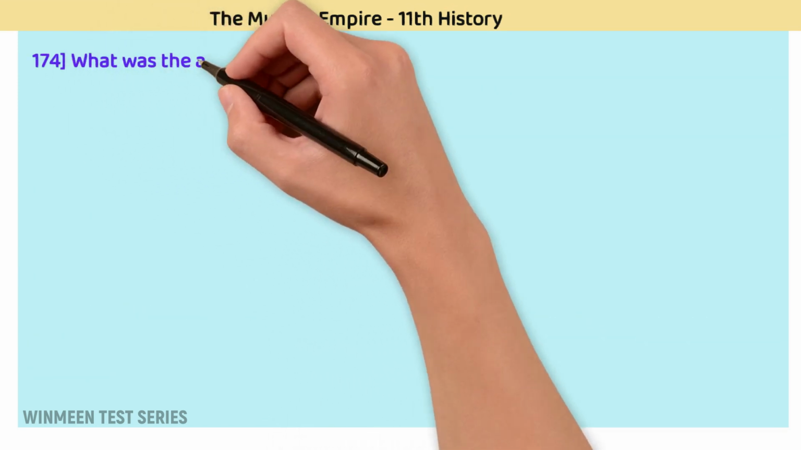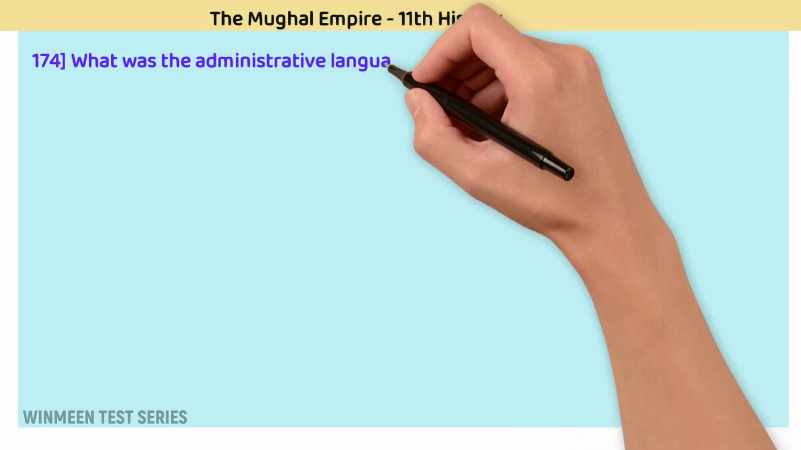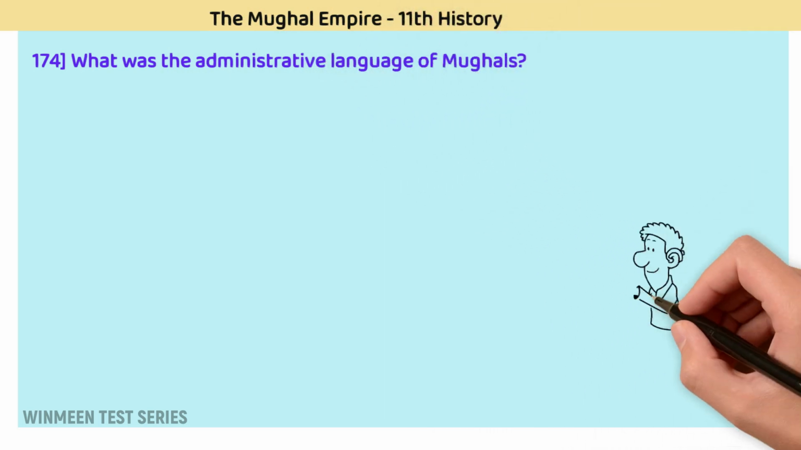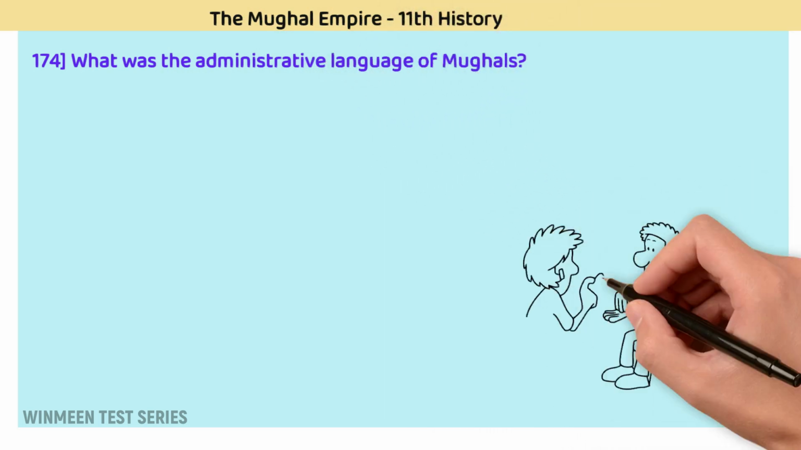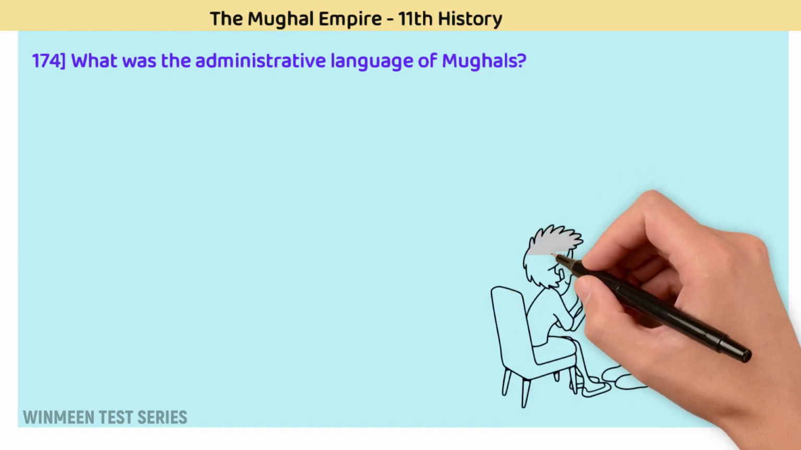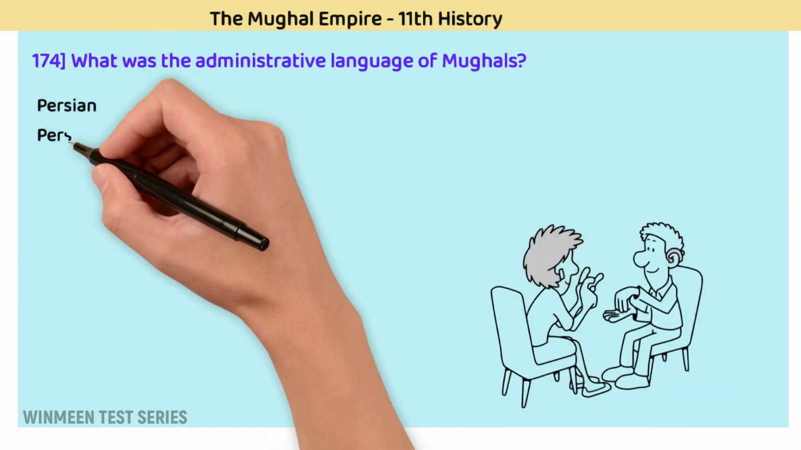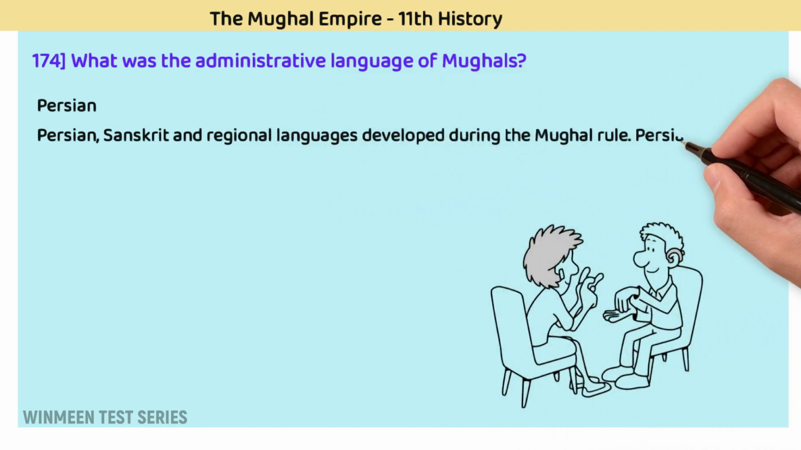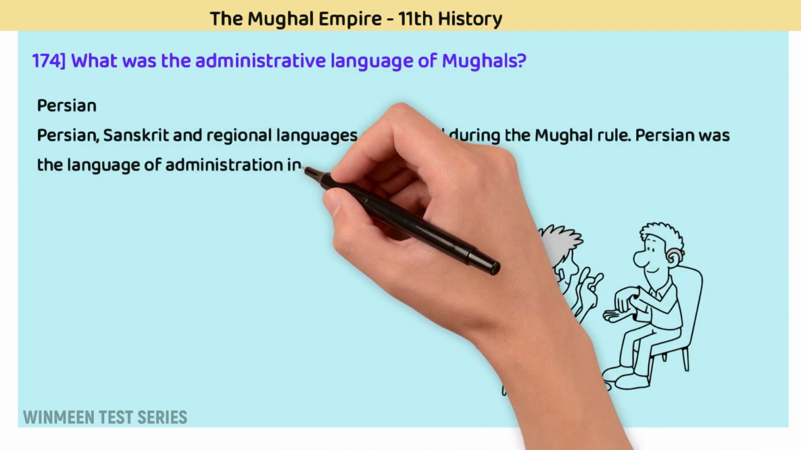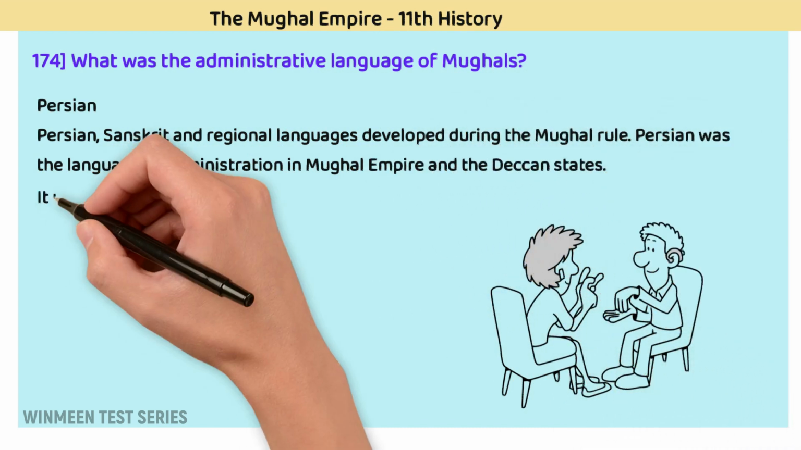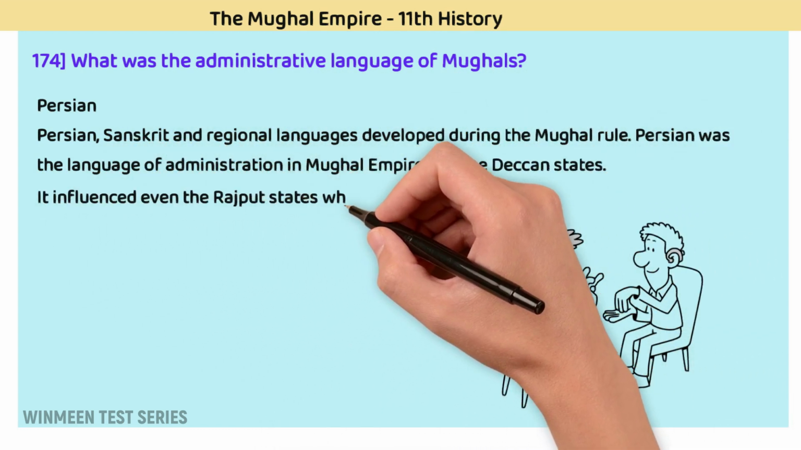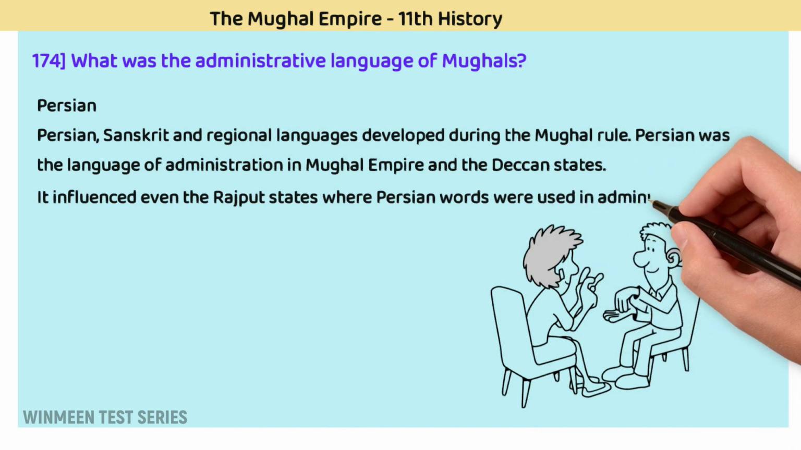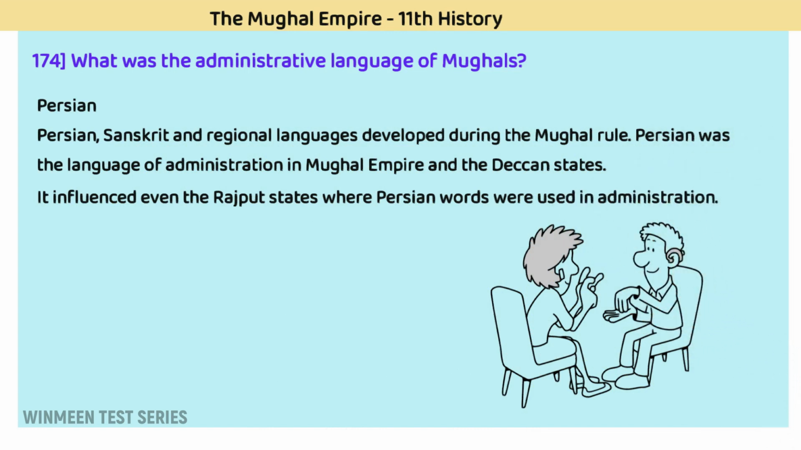Question number 174. What was the administrative language of the Mughals? The answer is Persian. Persian, Sanskrit, and regional languages developed during the Mughal rule. Persian was the language of administration in the Mughal Empire and the Deccan states. It influenced even the Rajput states, where Persian words were used in administration.